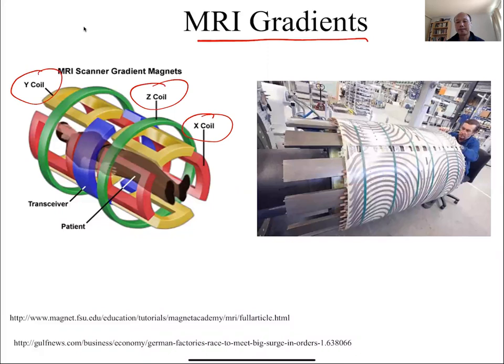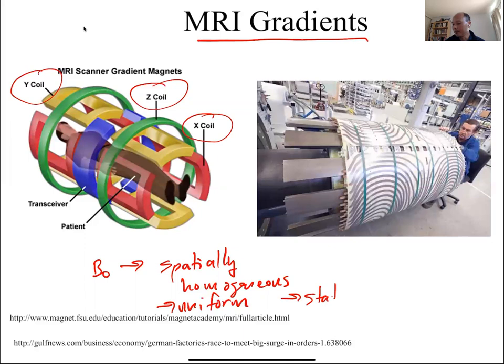As you saw in the pre-lecture videos and in the quiz, the main field, the B0 field, we want to be spatially homogeneous and uniform. And also it's static. In your quiz, you saw those were the questions. That was basically the ideal B0 field, the big field that we have. The ideal field will be uniform, so wherever you go, it should be the same field, and it's also not going to change over time. So that's the ideal B0 field.